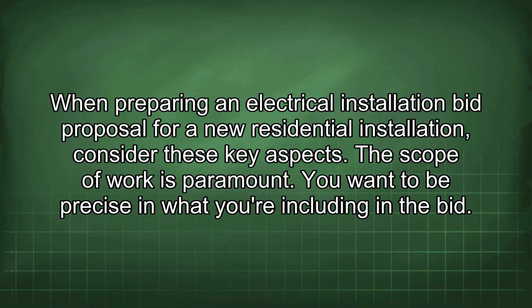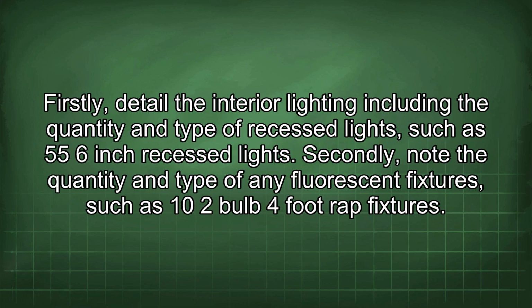When preparing an electrical installation bid proposal for a new residential installation, consider these key aspects. The scope of work is paramount. You want to be precise in what you're including in the bid. Firstly, detail the interior lighting, including the quantity and type of recessed lights, such as 55 6-inch recessed lights.